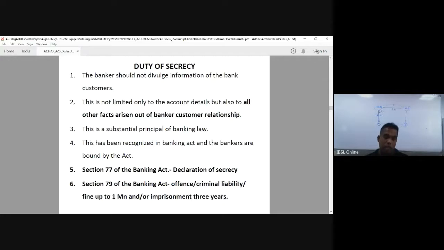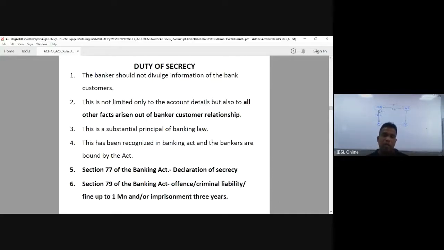In other words, any data of the customer that came to the knowledge of the banker under the banker-customer relationship, the bank should not divulge that information, that data, that fact to any third party without the consent of the customer. So remember that, this is a substantial principle of banking law. This is a paramount principle of banking law.